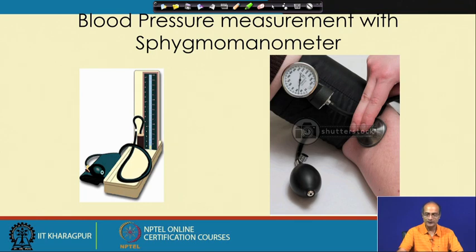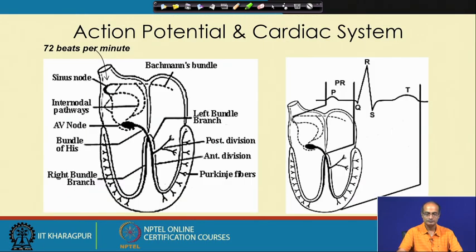So, that is an important part of the circulatory system. Now, next we look at the other aspect of the circulatory system. Let us look at how this blood flow is controlled.